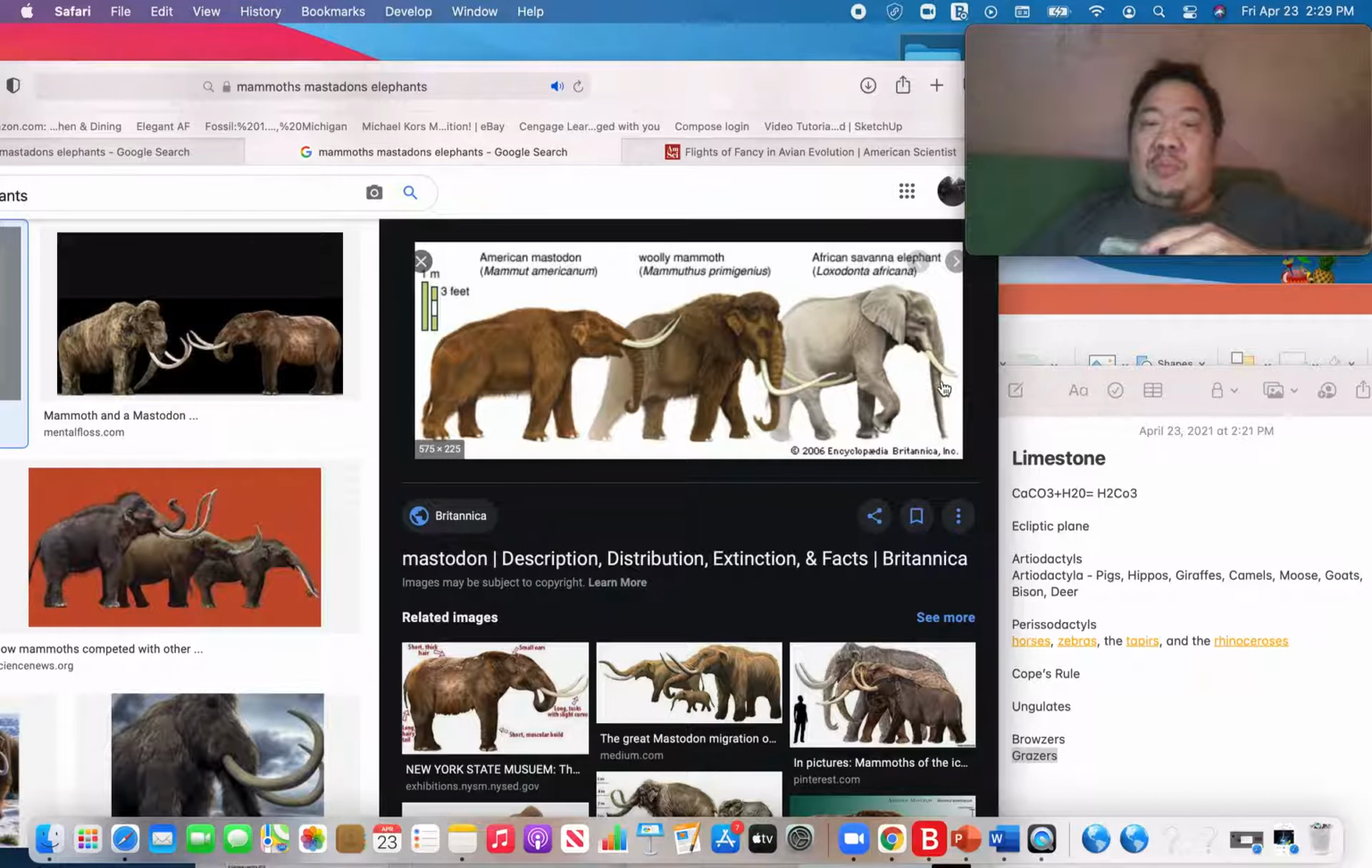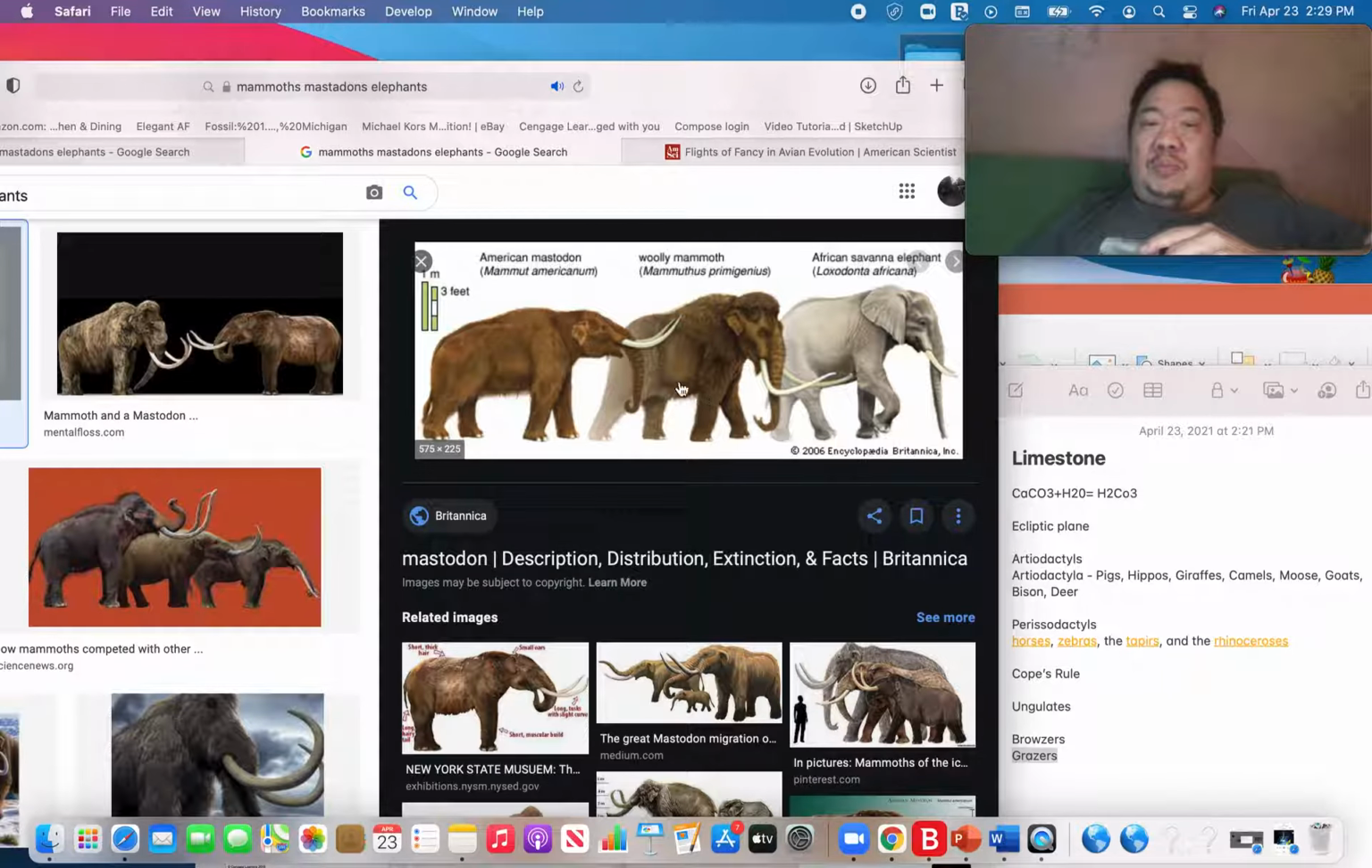But order Proboscidea are characterized by floppy ears, tusks, and a long trunk. This is the modern elephant. 2 extinct forms of order Proboscidea that were very important food sources for hominids during the Pleistocene are the woolly mammoth and the mastodon.